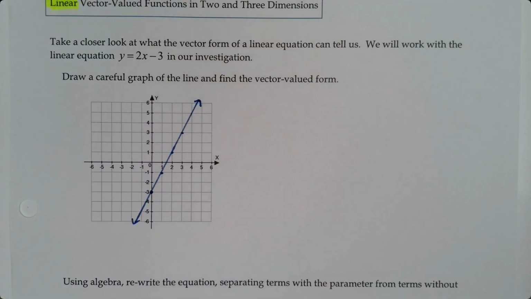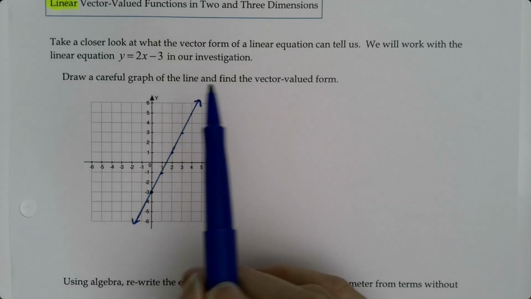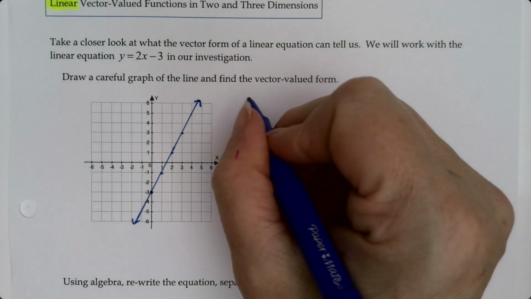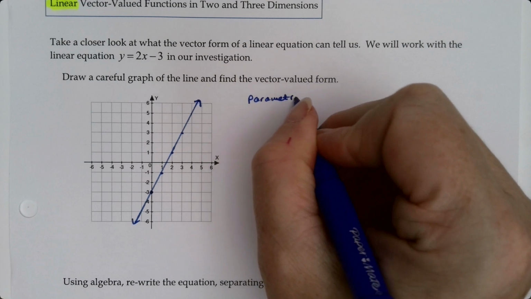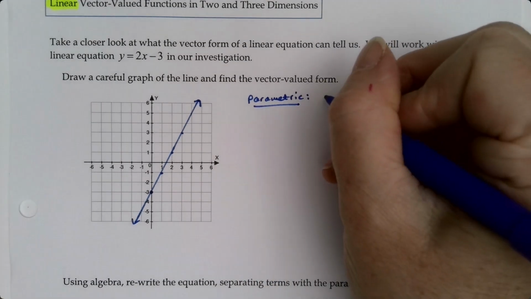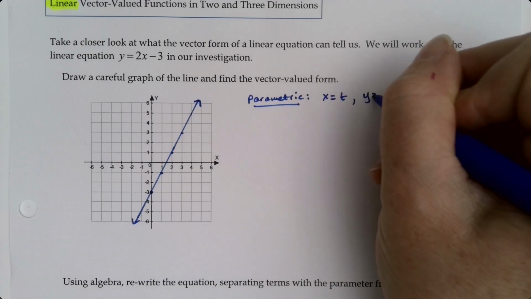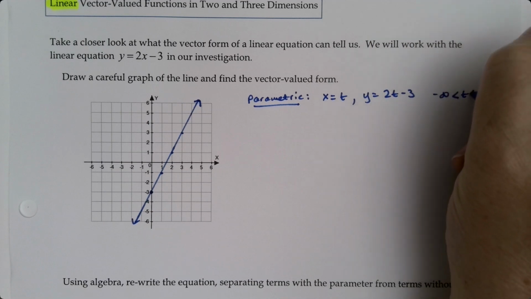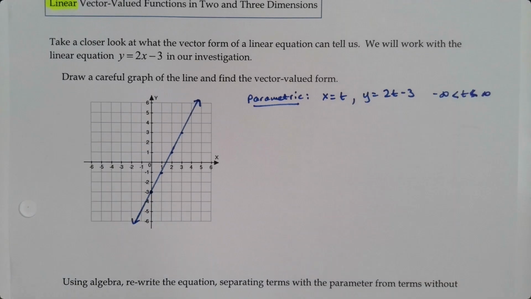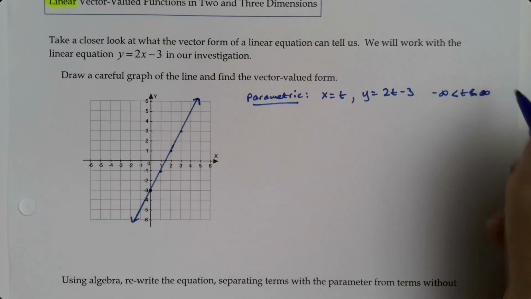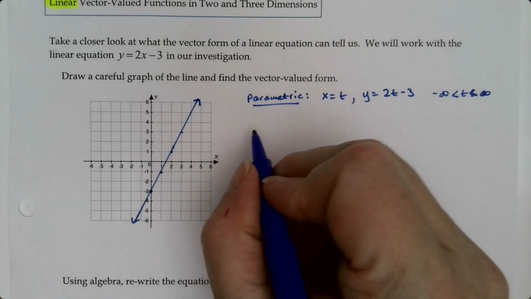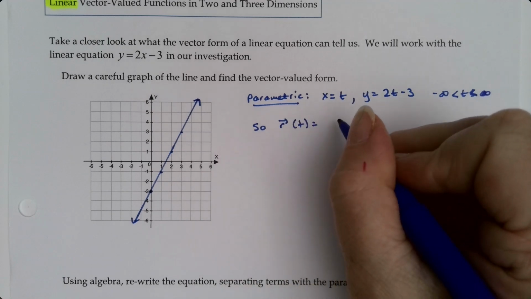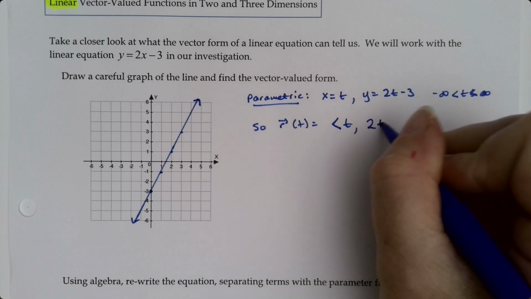Okay, so we want to find the vector valued form of that equation. So if we wrote it in parametric form as kind of a way station, we would let x be t, we'd let y be 2t minus 3, and our domain would actually be from -infinity to infinity. All right, so that would mean that r of t would be t comma 2t minus 3.